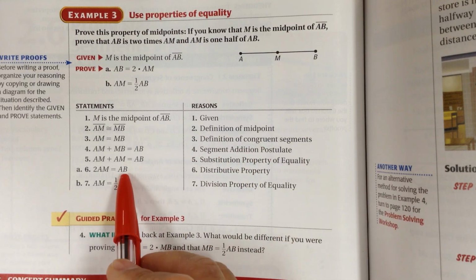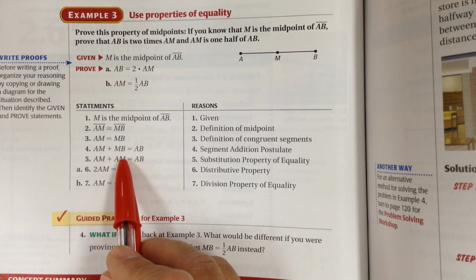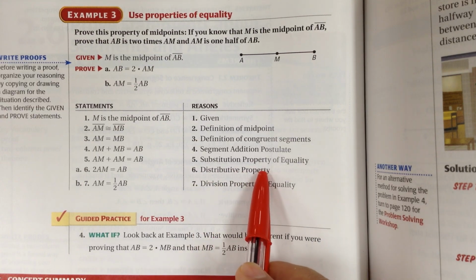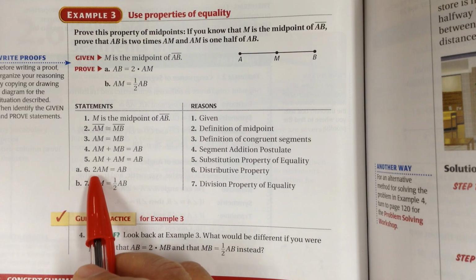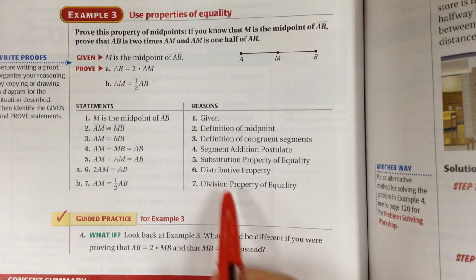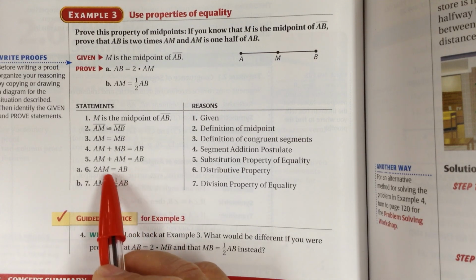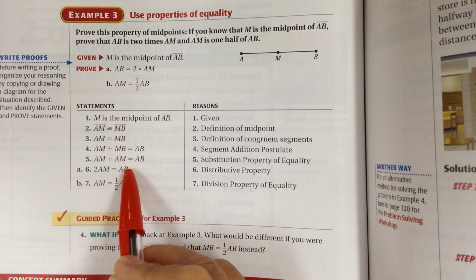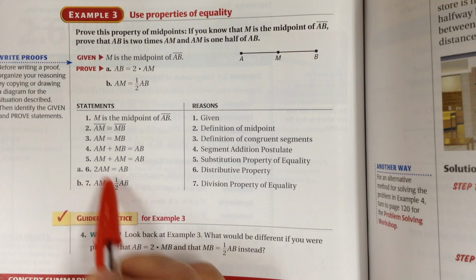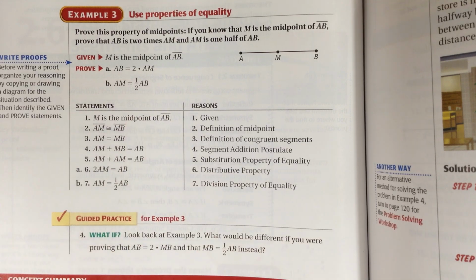After that, you can add. AM plus AM equals 2AM. Over here it says distributive property. If you use addition property, that would be fine too, because AM plus AM equals 2AM. So addition property is also acceptable. This proves the first part. Now to do the second part, from here to here, divide both sides by 2. You get that. That is your division property, and that's your proof of the second part.